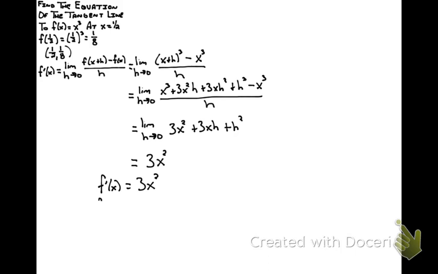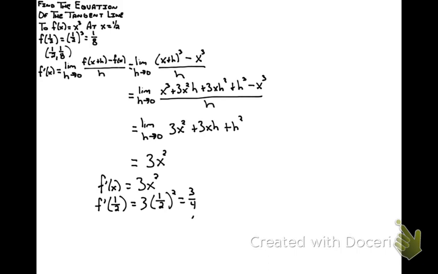And what we want to know is what's the slope at that point, or what's the value of the derivative when x is 1/2. So what is 3 times 1/2 squared? And that's 3/4. So 3/4 is the slope of our tangent line at the point in question.